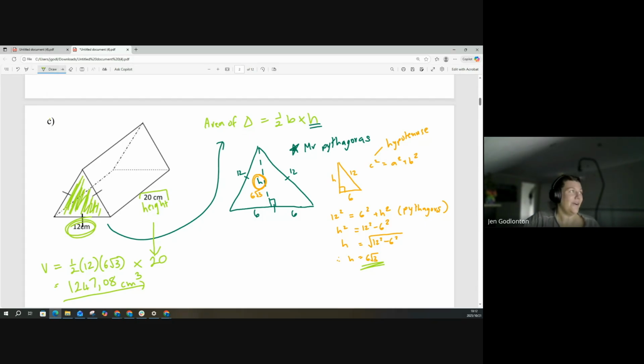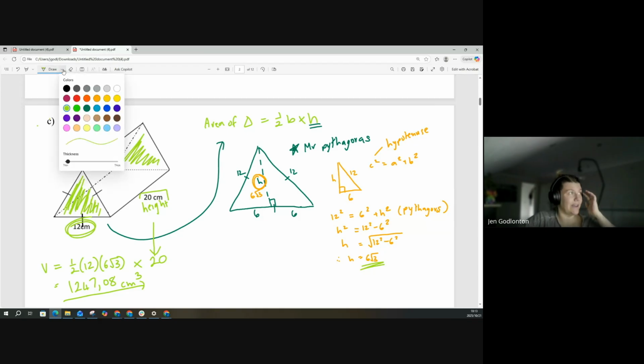And now we need to work out our surface area. So for surface area, we've got these 2 triangles. So we've got the front triangle and the back triangle. So let's start with that.